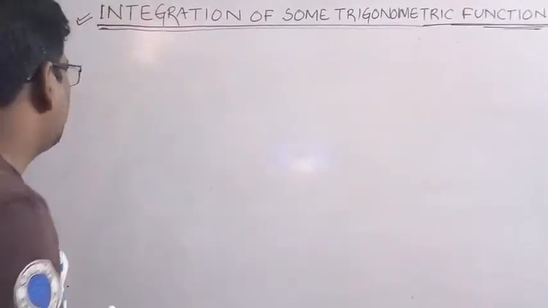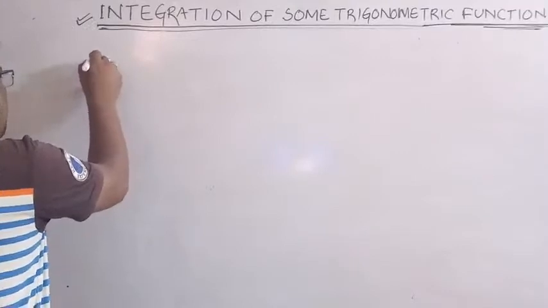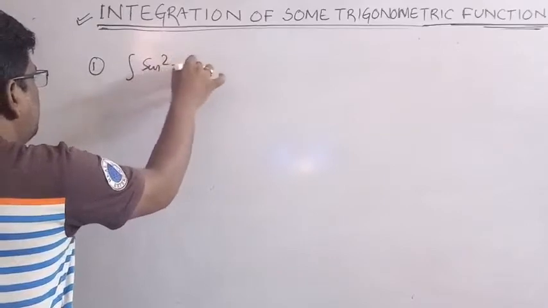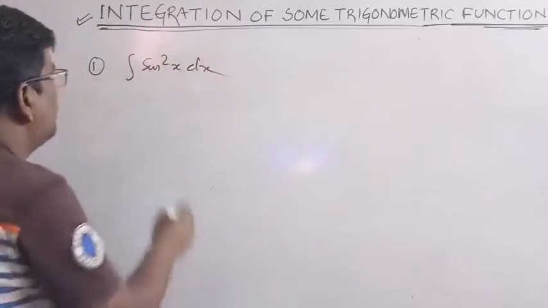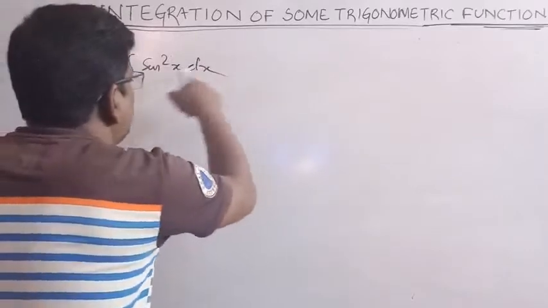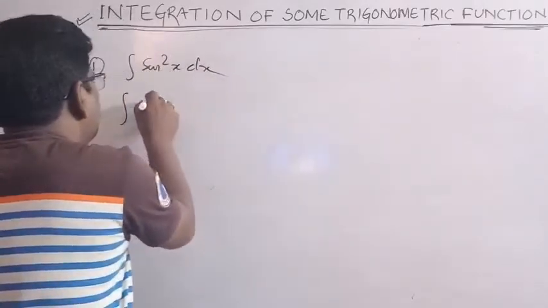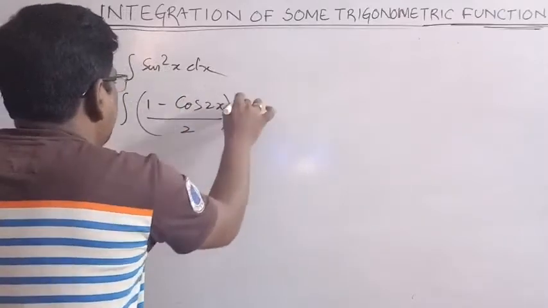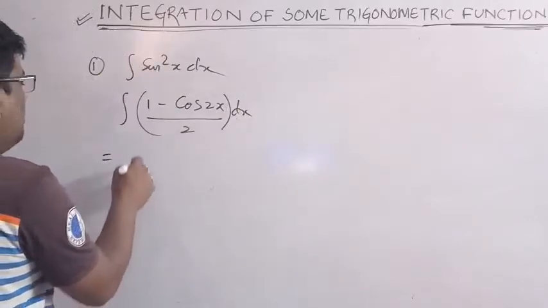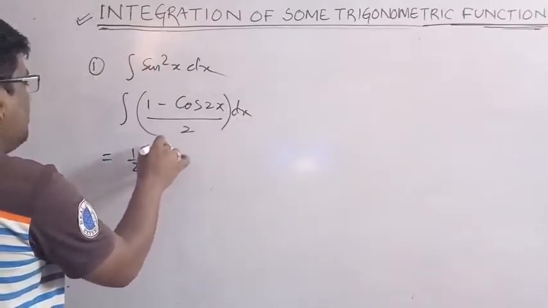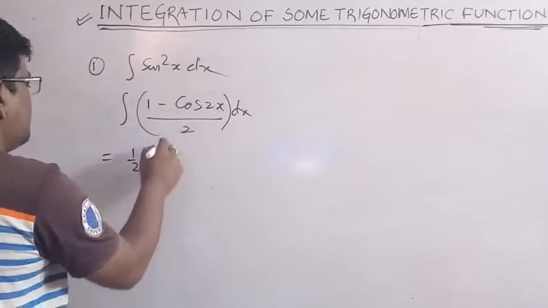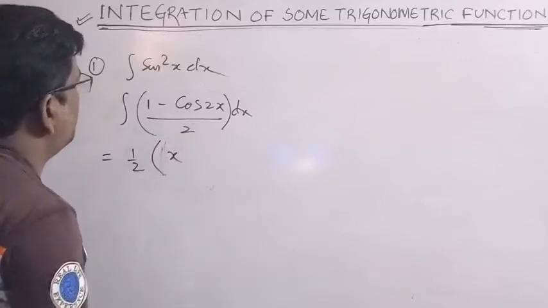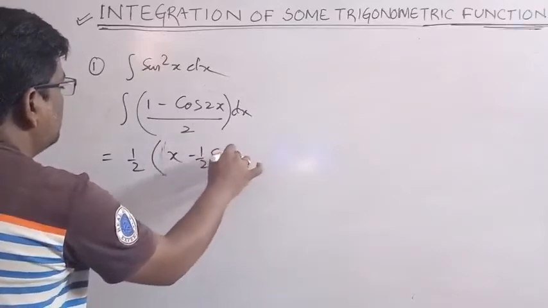Now this is question number 1 for type 2A, integration sin square x dx. Even power is present, so sin square x is equal to 1 minus cos 2x by 2 whole into dx. So this is equal to 1 by 2 constant, integration of dx means x, and integration of cos 2x means 1 by 2 sin 2x plus c.